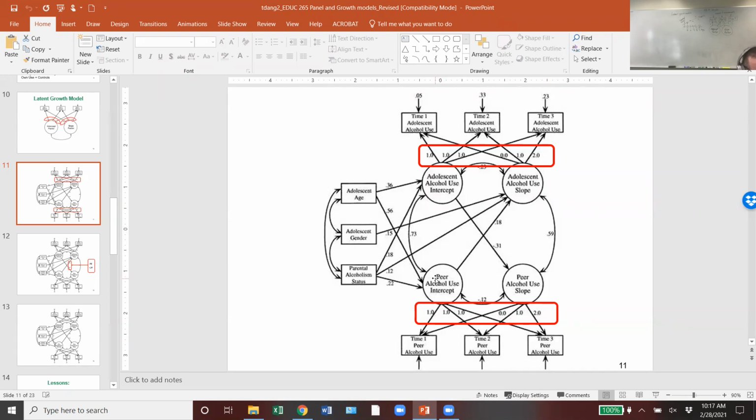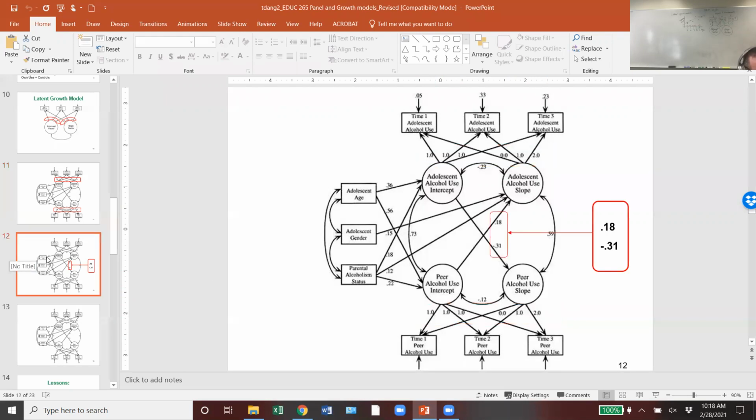In this case, they were interested in the reciprocal relationships between adolescent alcohol use and peer use. So you've got these 3 measures of peer use, and you do the same thing. You've got an intercept and a slope: you estimate the intercept value with paths of 1, and the slope with paths of 1, 2, and 3. And what you get, controlling in this case for age and gender and parental alcohol status, those are the only control variables.